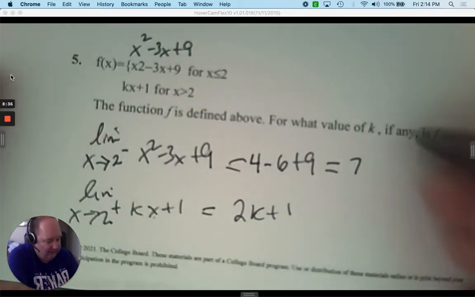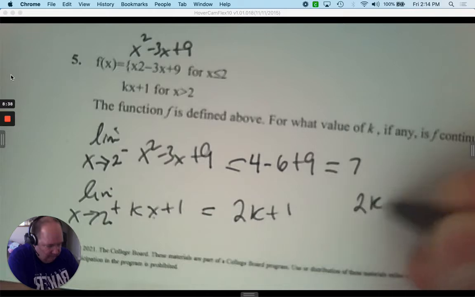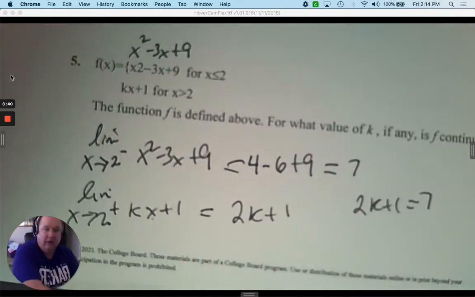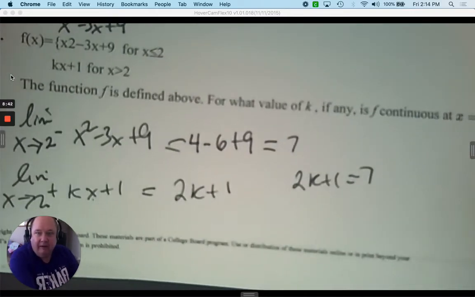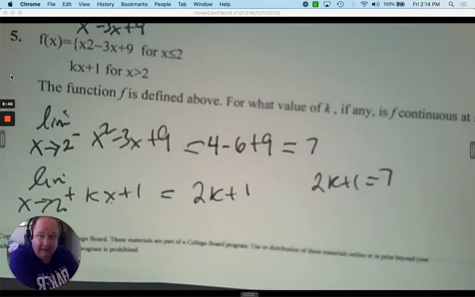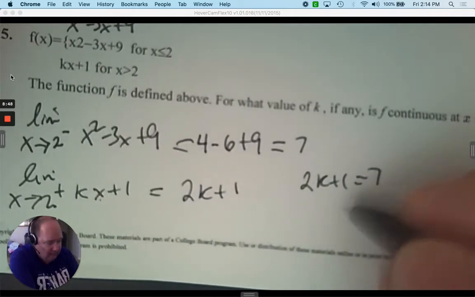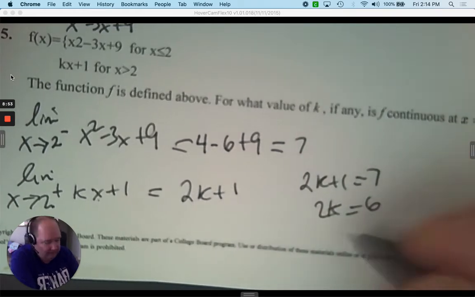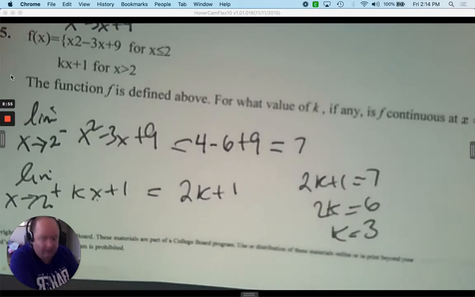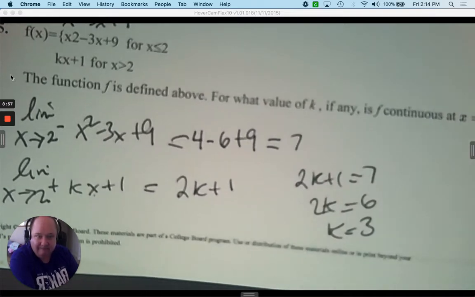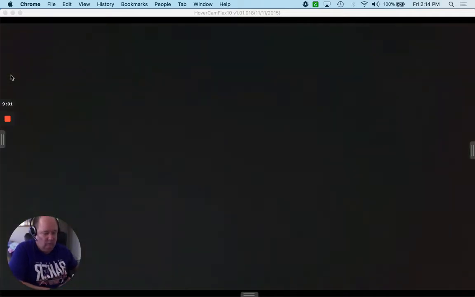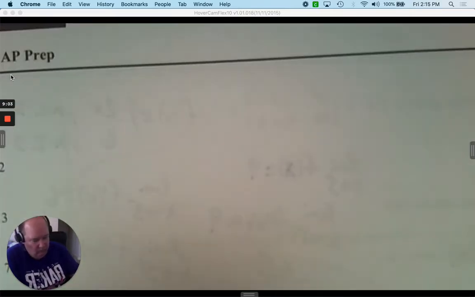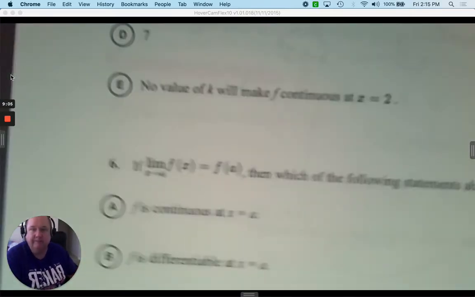We're then going to let them equal each other. That's the definition of continuity. The left side and the right side limits equal each other, and it's equal at the actual function there. So we're going to subtract 1, divide by 2, and you get the answer 3. Turn the page, and you have your answer.